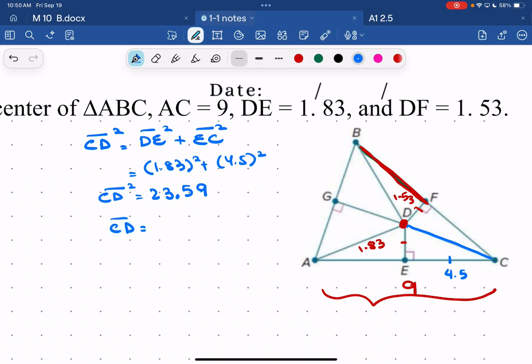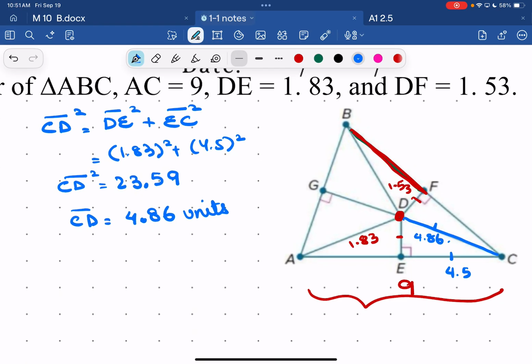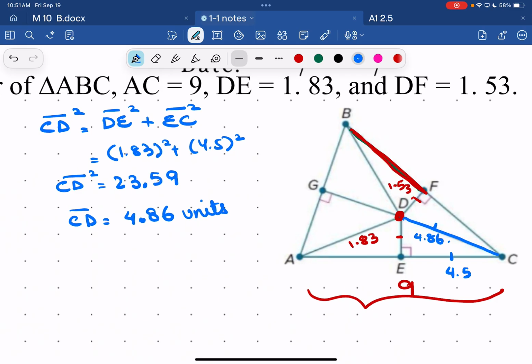Okay, so give me CD is equal to, go ahead, Akshay. So we are going to round it to 4.86. Okay guys, now we have our CD as 4.86 units. How can we use this information to find BF? Yeah. So use the Pythagorean theorem to find FC. Good. So let's start from this step.